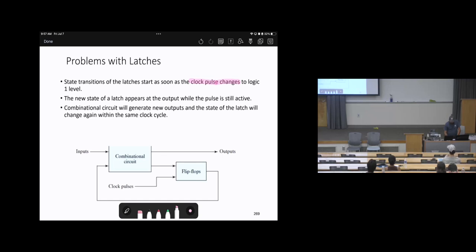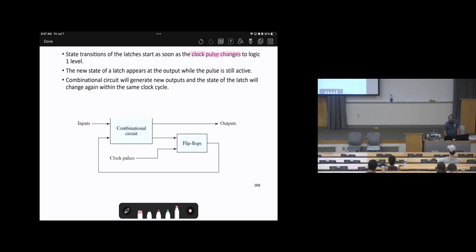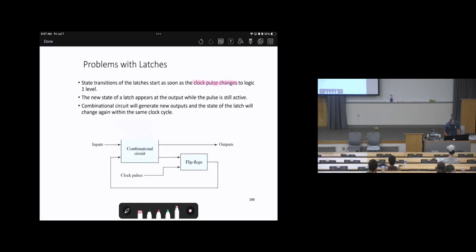So sometimes in the latch, it will not be updated on the tick, but it will be updated based on the level. What do I mean by level? Let's assume this is a pulse.